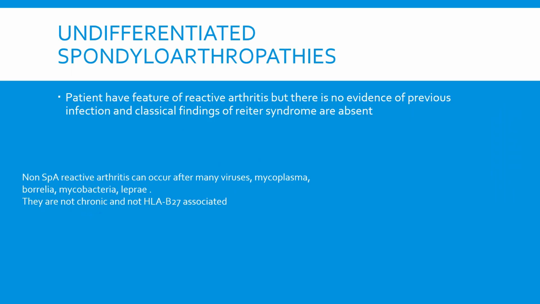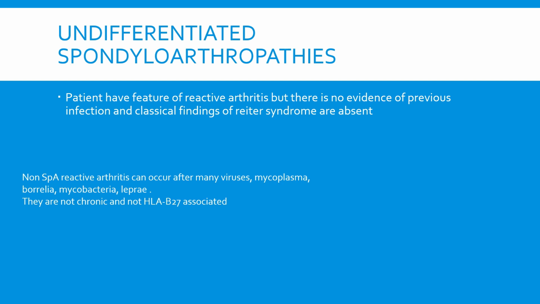Now let us discuss reactive arthritis along with the undifferentiated spondyloarthropathies. The undifferentiated spondyloarthropathies have similar features to reactive arthritis, but there is no evidence of a previous infection, and the classical findings of Reiter syndrome are absent. And what is Reiter syndrome? The combination of conjunctivitis, uveitis, and reactive arthritis forms Reiter syndrome.